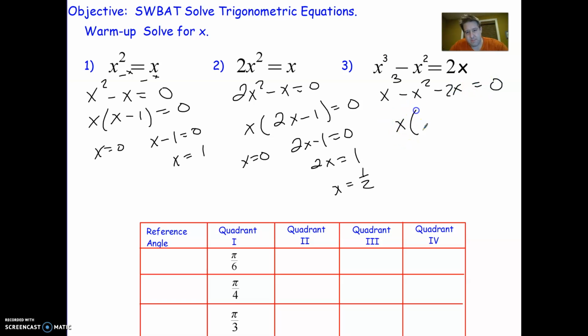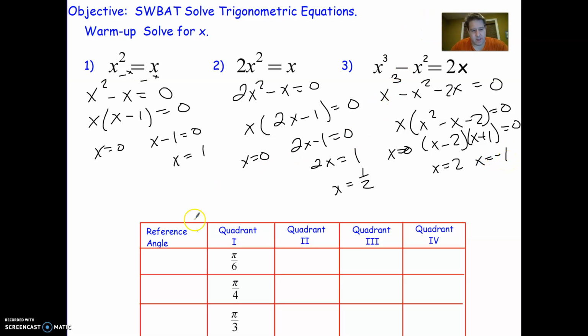Okay, and then this one, minus 2x equals 0. They all have an x involved. x squared minus x minus 2. And then this can be factored again. Well, this is going to be x equals 0 right here. And then this can be factored into x minus 2 times x plus 1. And that becomes x equals 2, and that becomes x equals negative 1. So 3 different answers in that case, which, with a degree of 3, kind of makes sense.